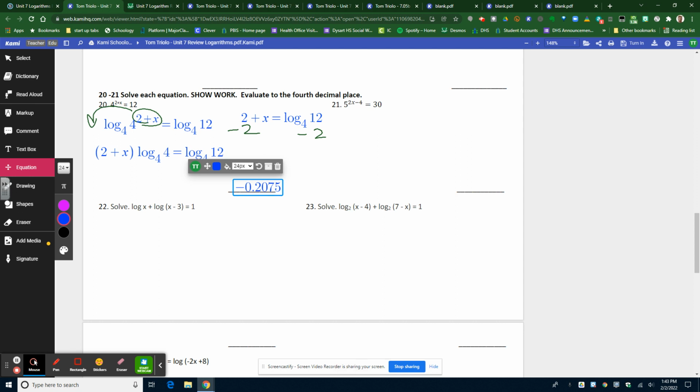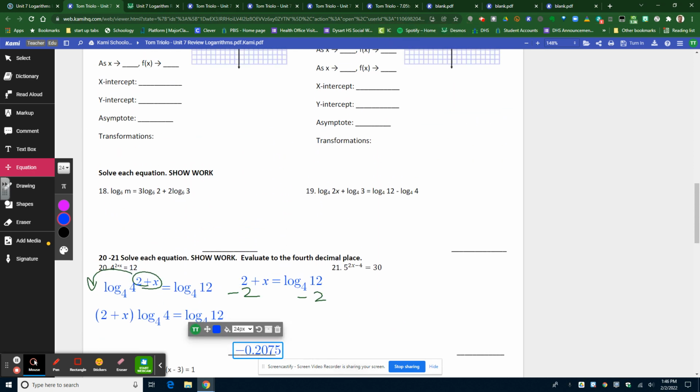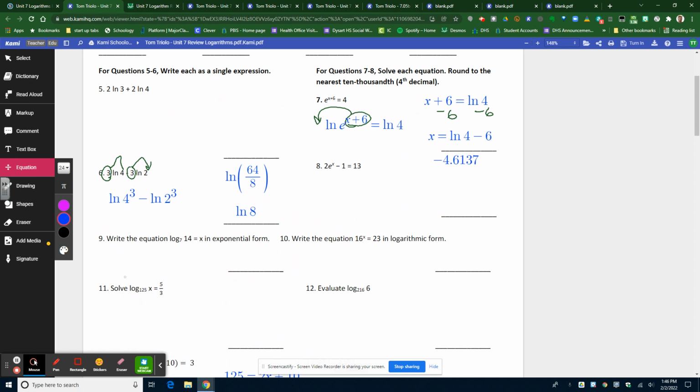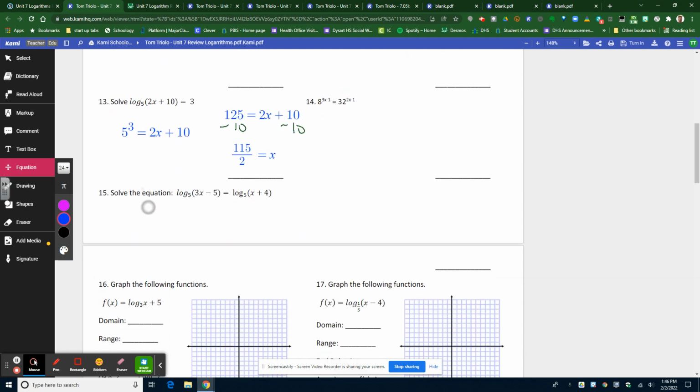Caleb, 22 or 23? 23. All right. 23. Go for it. So since we can only have one logarithm on this side, let's see. Did we have anything where we combined logarithms into a single expression? Yeah, and last time we used quotient rule, and this time it's plus, so we're going to use product rule. Okay? It's just like this problem here. We need to combine the logarithms to a single logarithm. So let's take a moment.